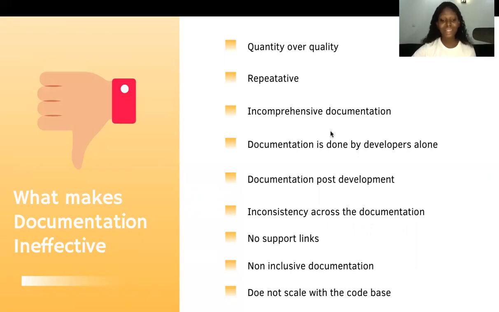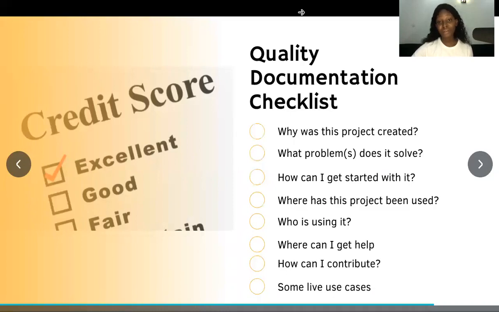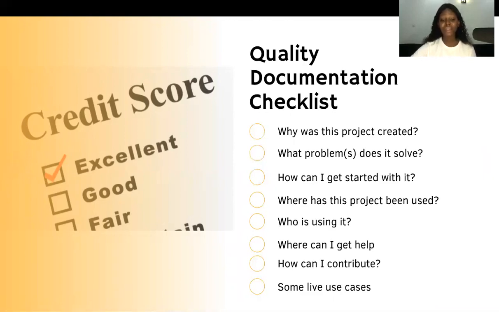Now let's look at some of the checklists for a quality documentation. For several persons, their criteria for judging a project's quality documentation vary, but based on the reports that I have looked through from surveys and users that have contributed to open source projects I have worked with, these are the checklists that I know a lot of persons would consider excellent projects. First off, if your project answers all of these questions, then you can consider it quality or effective documentation.